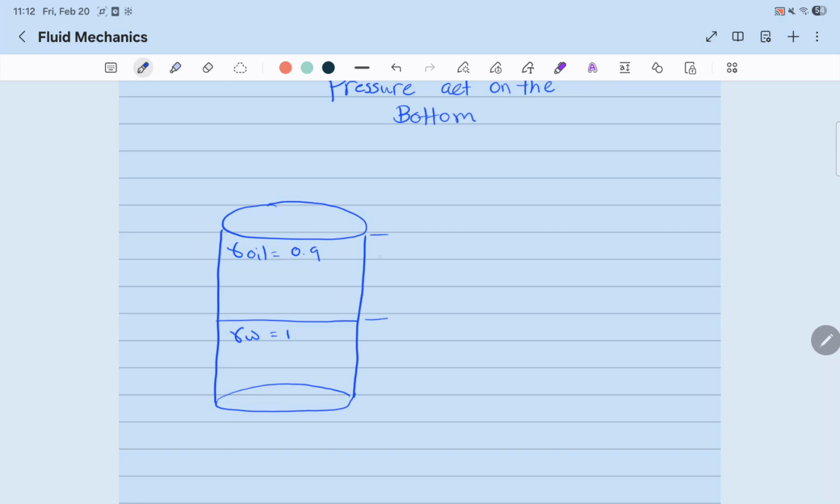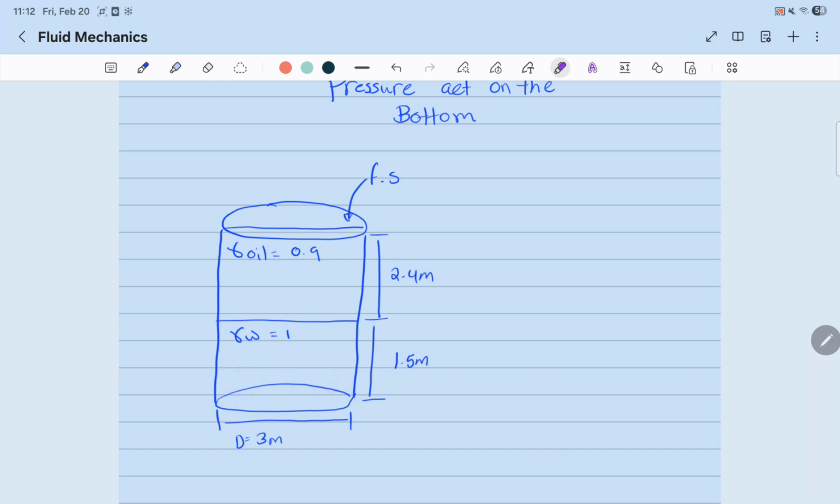The height of these two liquids, for the oil it's 2.4 meters, and for the water it is 1.5 meters. The surface is open to atmospheric pressure. That's a free surface. And the diameter of this cylinder is 3 meters. Now we're asked to find the pressure acting at the bottom.